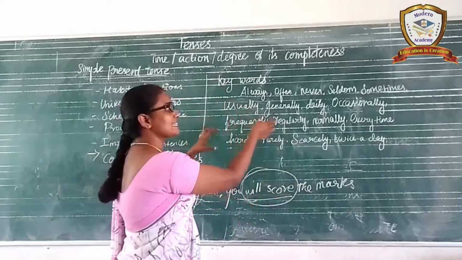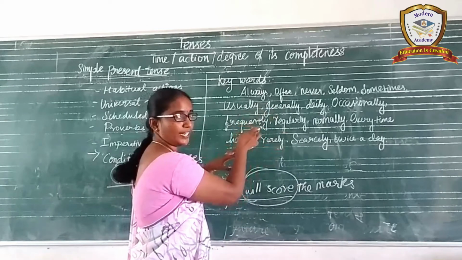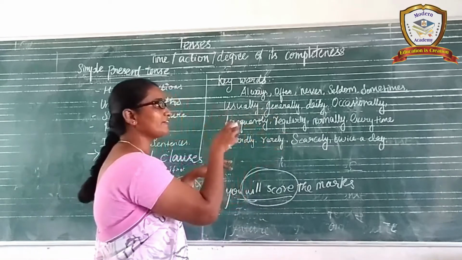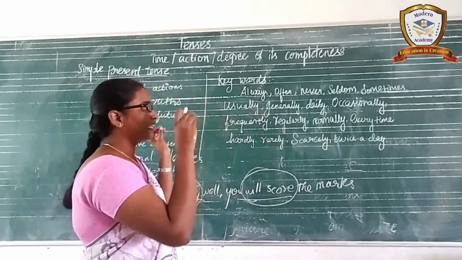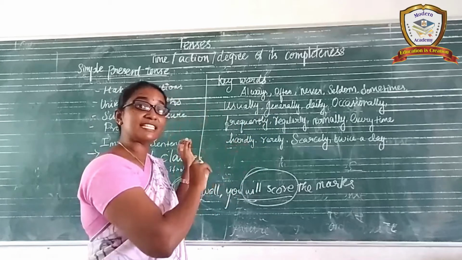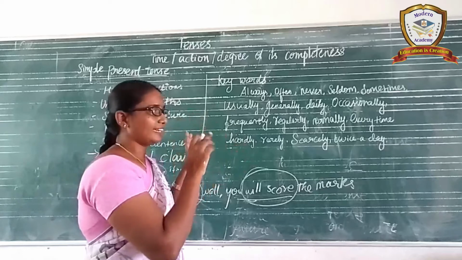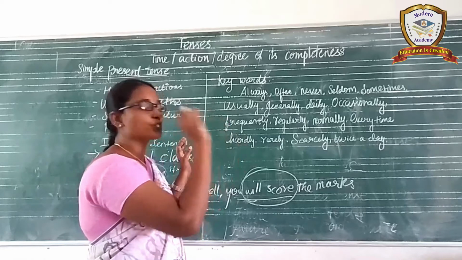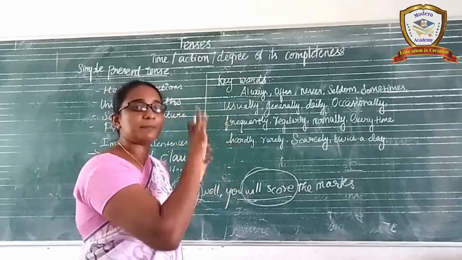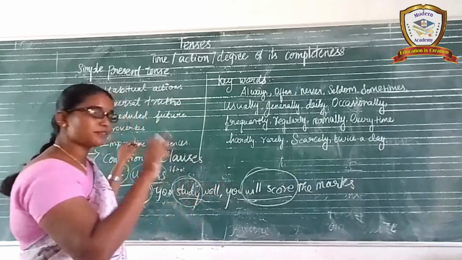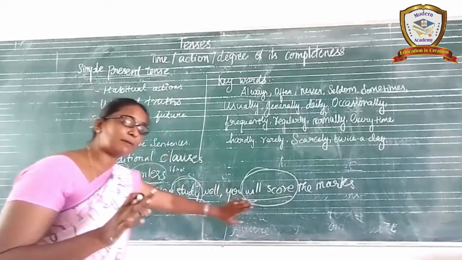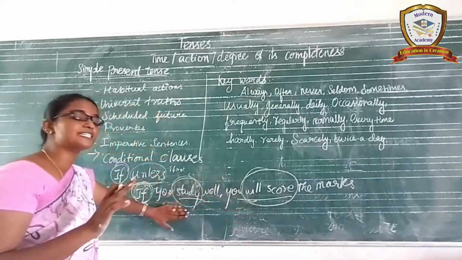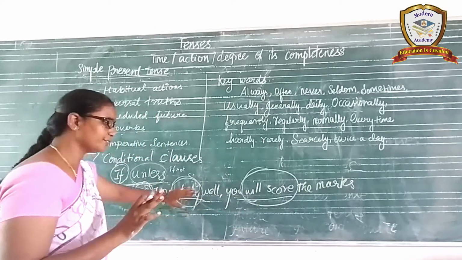If these sentences have any one of the clue words, always, often, never, seldom, barely, scarcely, twice a day, every month, every week, every year, every Sunday, every Monday, any one of the clue words, you should use the simple present tense. And for proverbs, we should use the simple present tense. In a conditional clause, according to the main clause verb, we should decide the verb. Understand? You just know it.